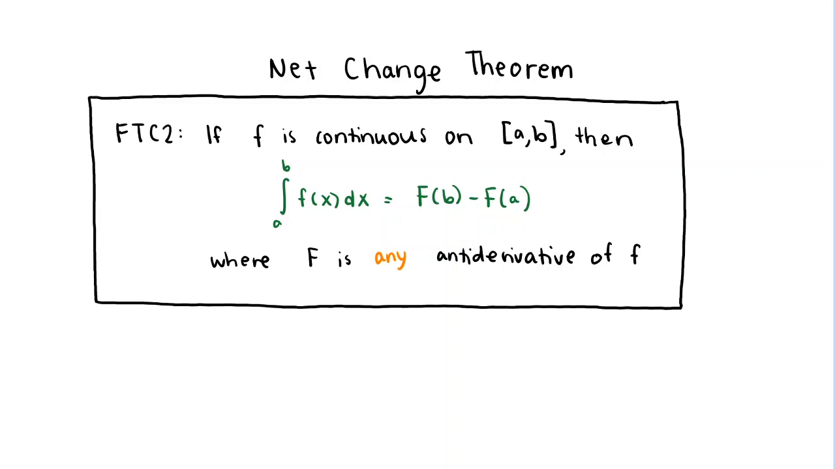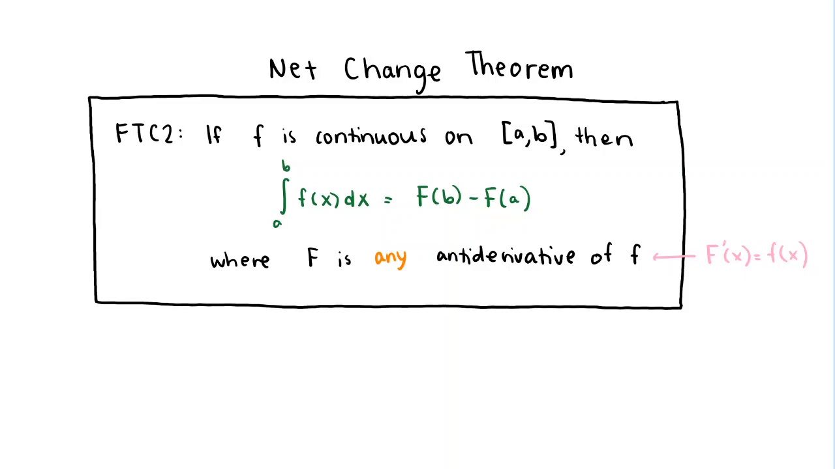Okay, and one last thing before we continue is we can interpret this last statement here as saying that capital F prime of x is equal to lowercase f of x, right? If capital F is an antiderivative of f, what that means is that when I take the derivative of it, I should get lowercase f, right? So this is another way of stating that capital F is an antiderivative.